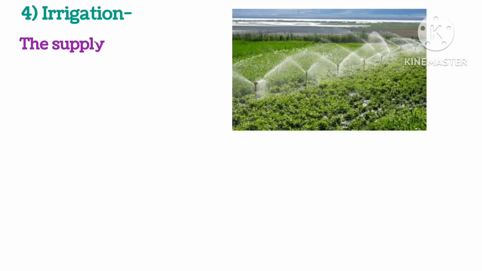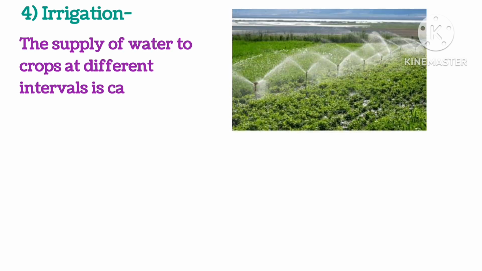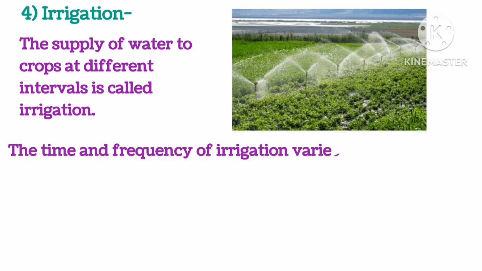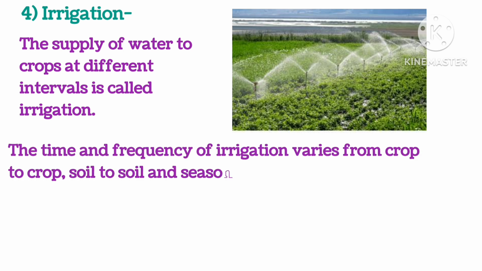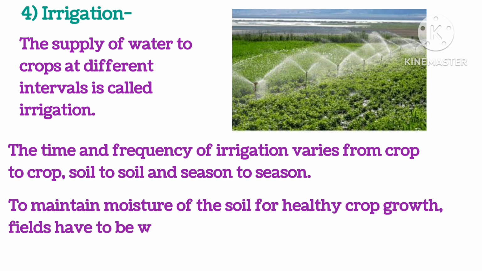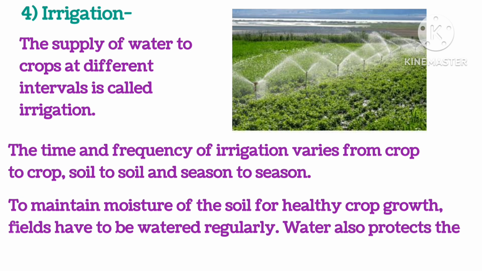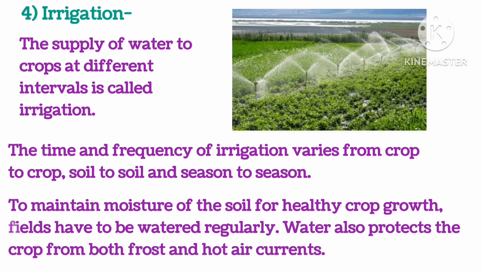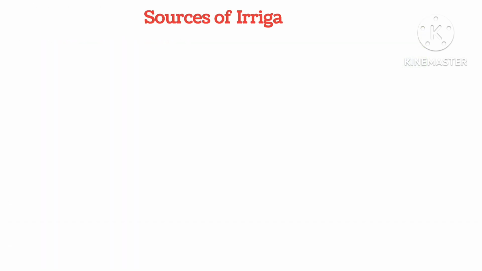Irrigation. The supply of water to crops at different intervals is called irrigation. The time and frequency of irrigation varies from crop to crop, soil to soil and season to season. To maintain moisture of the soil for healthy crop growth, fields have to be watered regularly. Water also protects the crop from both frost and hot air currents.